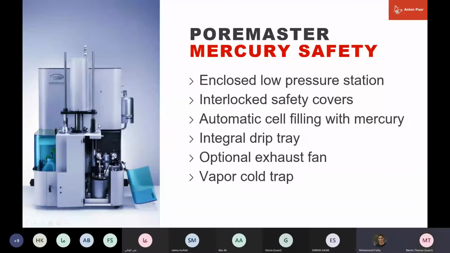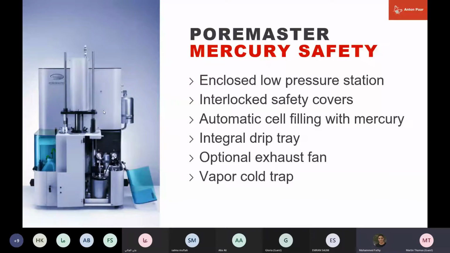If you want to use it on a benchtop, there is an optional exhaust fan that fits in the back. It's factory installed if you want that, and that will create a constant flow of air through the instrument, pulling air away from the operator through the back. So if there were any mercury vapor in the instrument, it will be constantly diluted and constantly exhausted out the back, which obviously we suggest be taken to an adjacent fume hood.